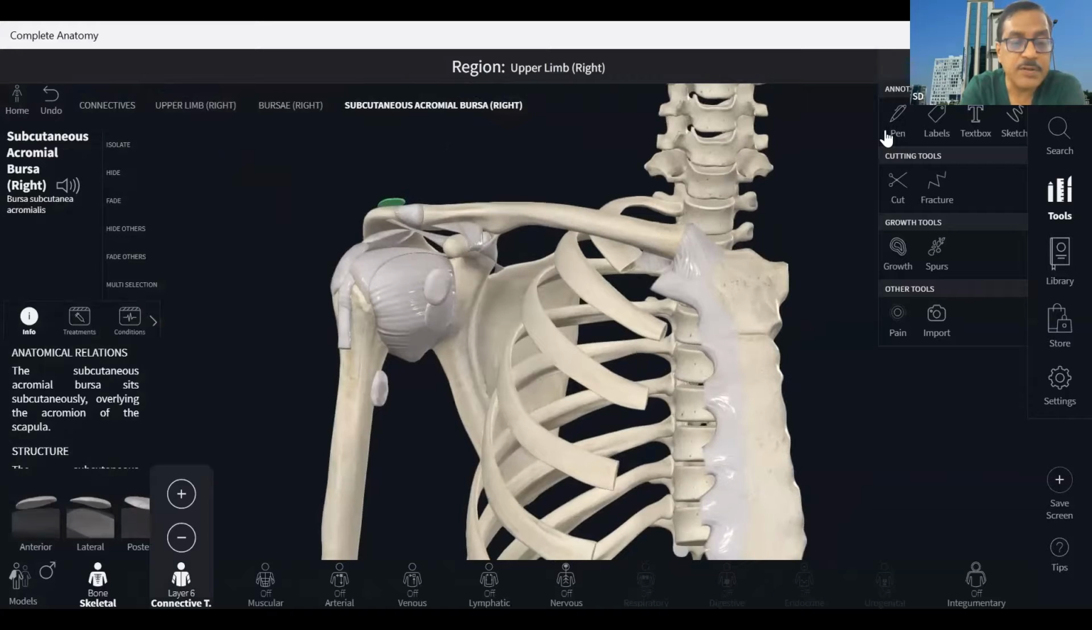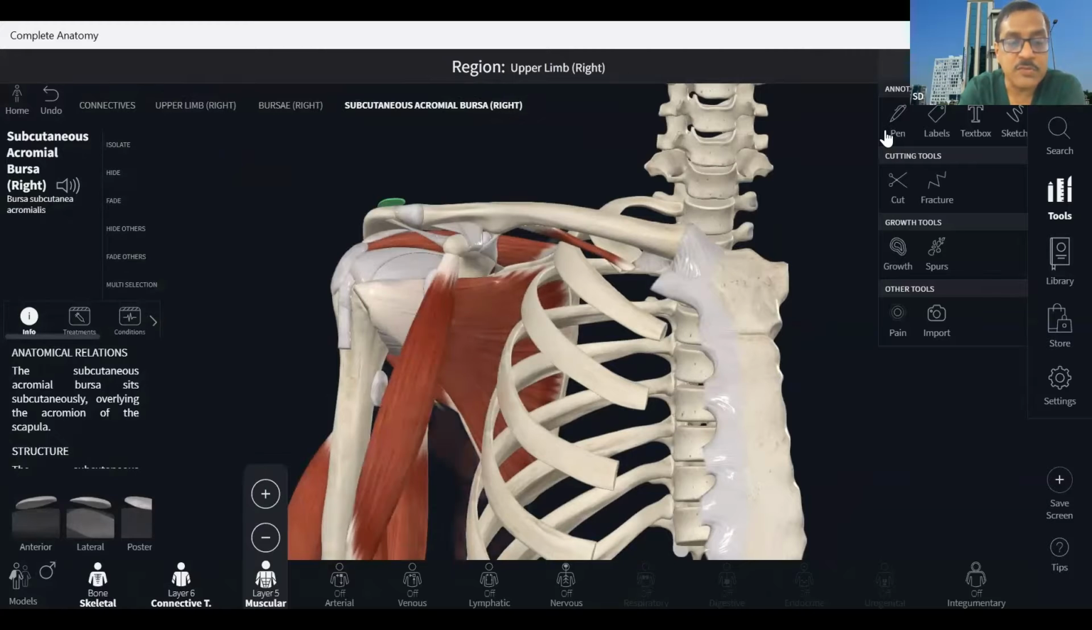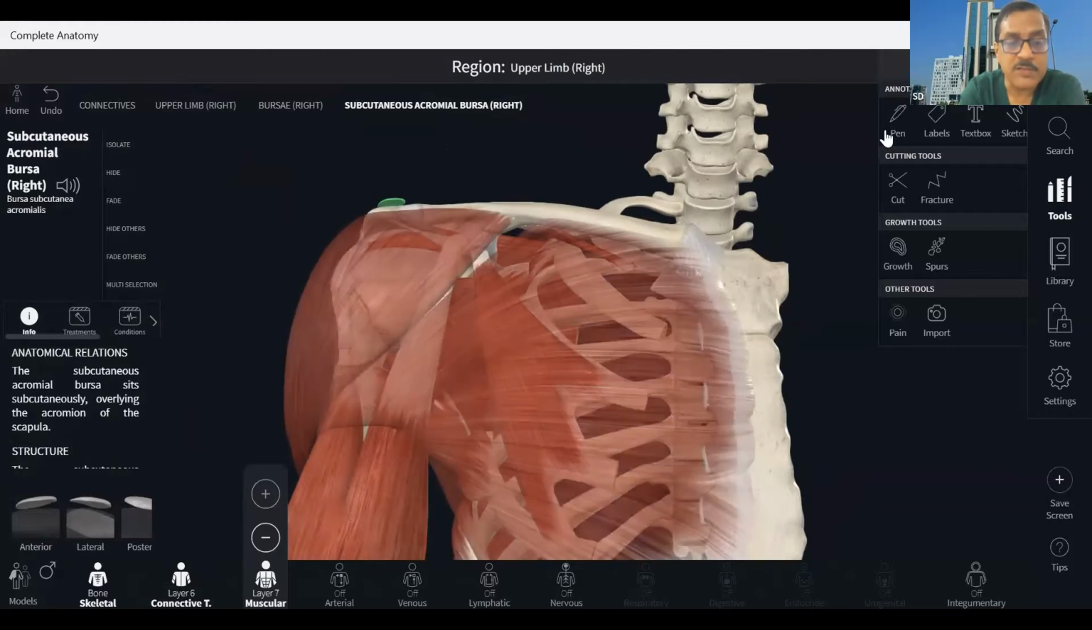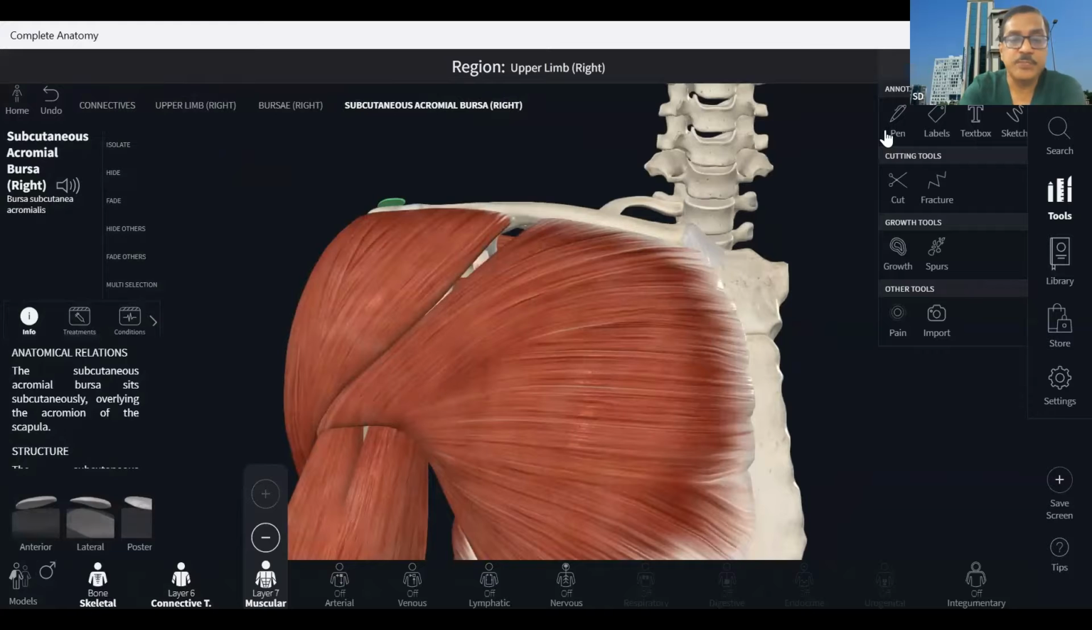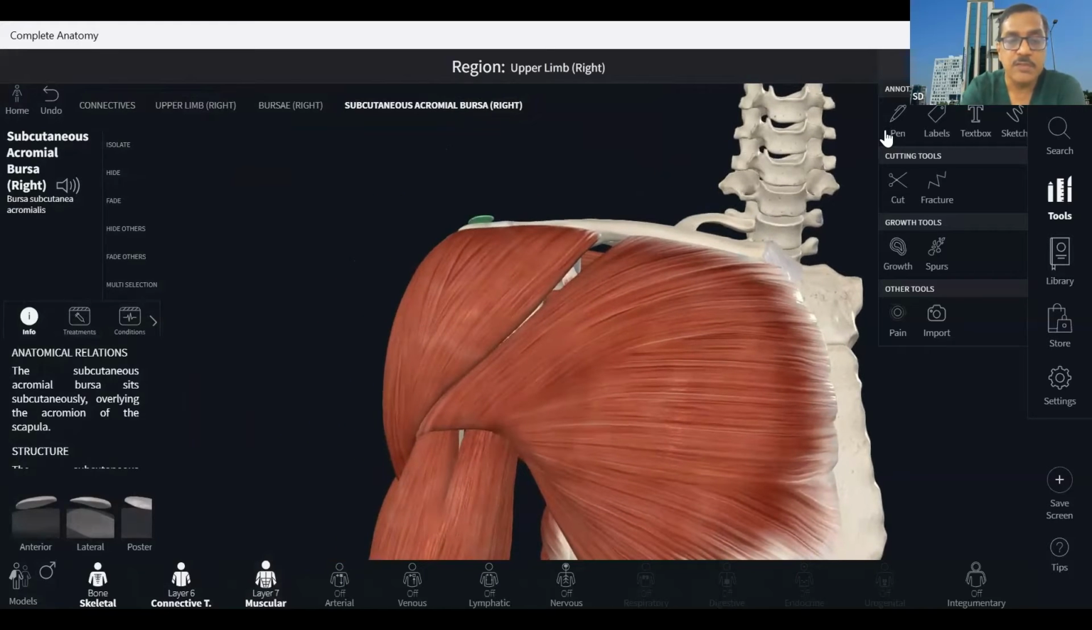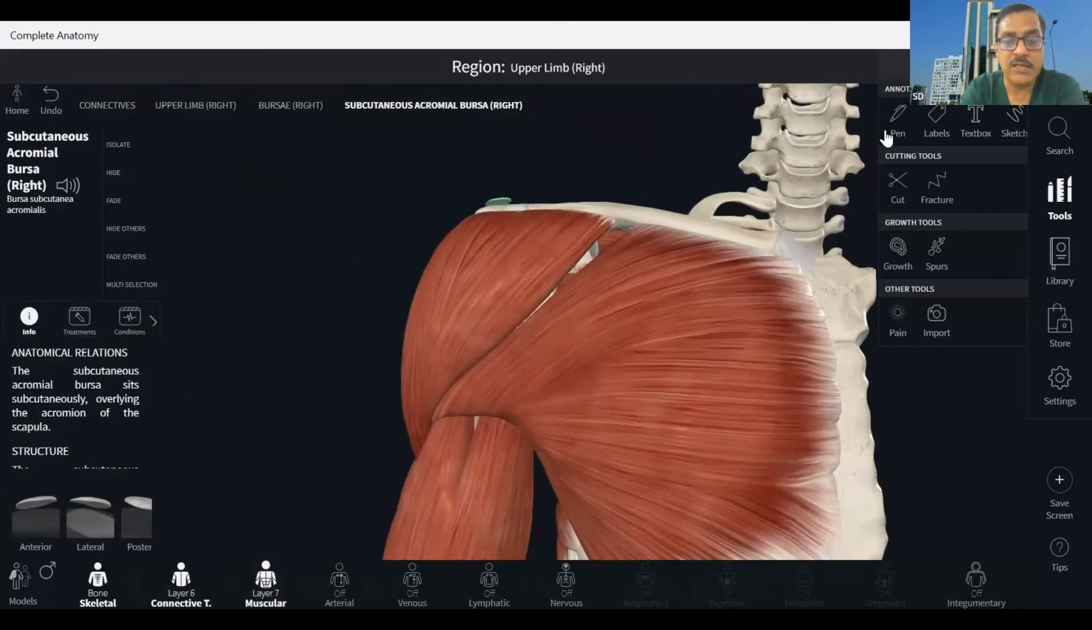So I am now adding the muscles. The most important part of the muscles is the rotator cuff muscles. And just for recapitulation, what are the rotator cuff muscles? The four rotator cuff muscles anteriorly.